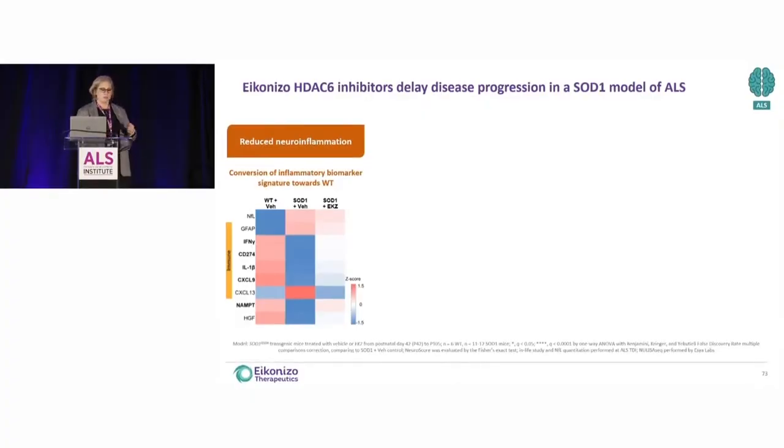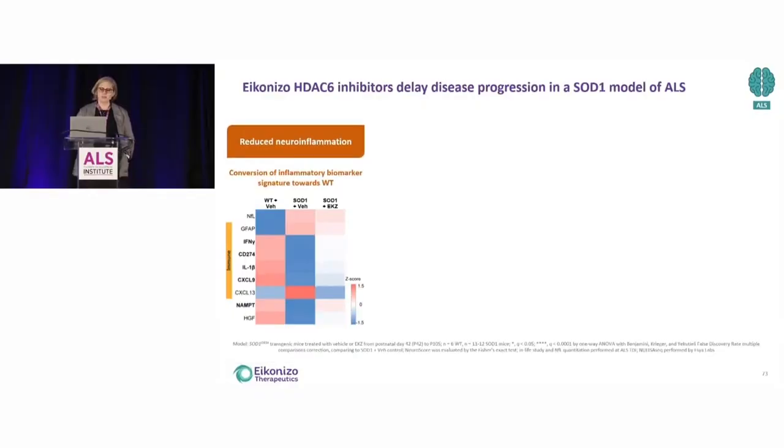And here I'm demonstrating a heat map of biomarkers that was identified from a NULISA-seq experiment where we evaluated the levels of different CNS-related biomarkers in terminal plasma. And we saw a strong conversion of the inflammatory biomarker signature of the SOD1 mice back to a more wild-type signature. Just as an example, if you look at CXCL13, it's blue in the wild-type mice. It goes up to red in the SOD1 mice, so the expression is increased, and then it drops back down to blue with HDAC6 inhibitor treatment. So we saw a conversion of the signal.